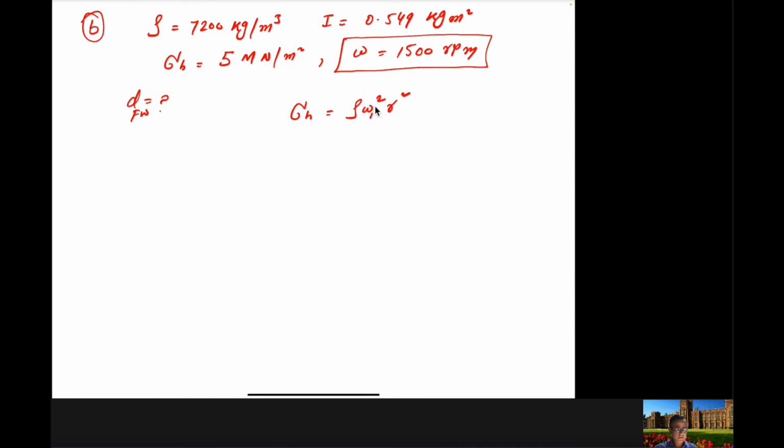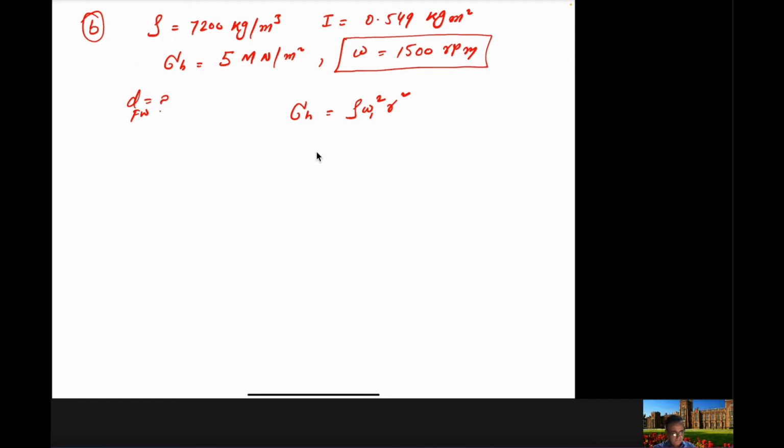So again, this is a very, very important concept here, that you will design your flywheel to be safe at the maximum speed, not at the mean speed. So this omega will always be the maximum speed of the flywheel. So in this case, if you now put the values here, from here you can calculate the R of the flywheel, and from the R then you can calculate the diameter.